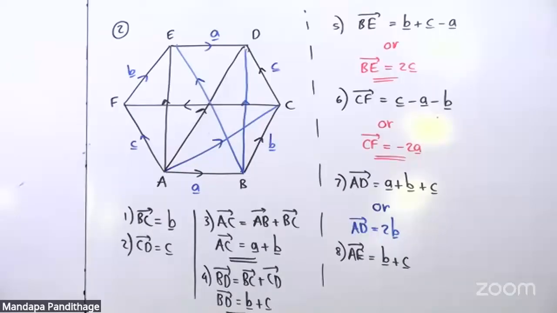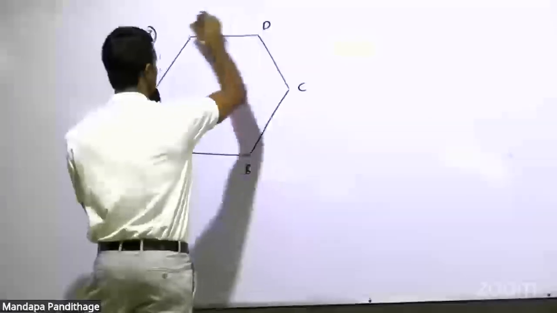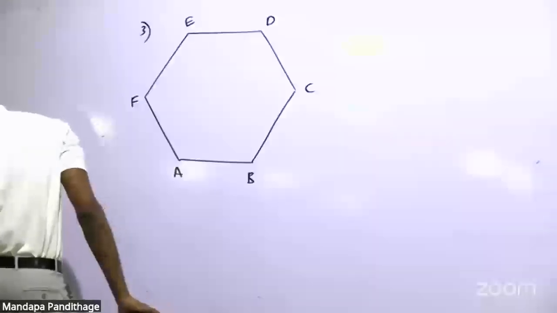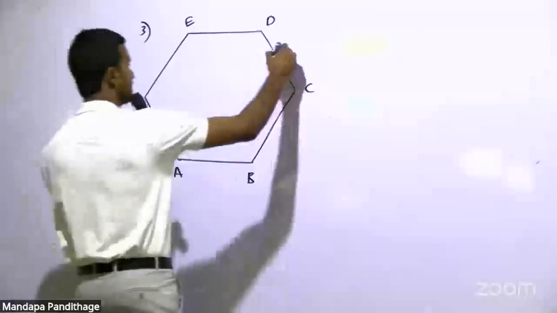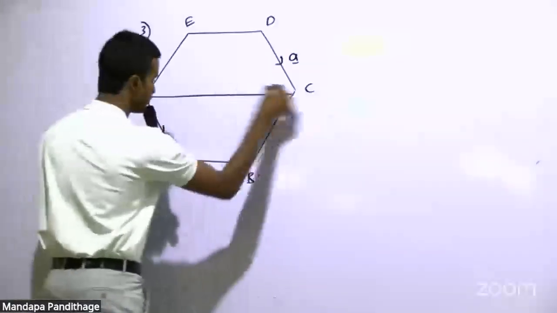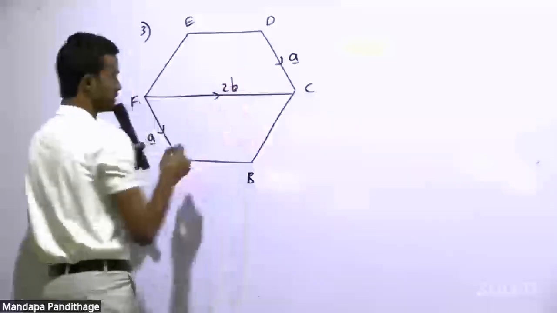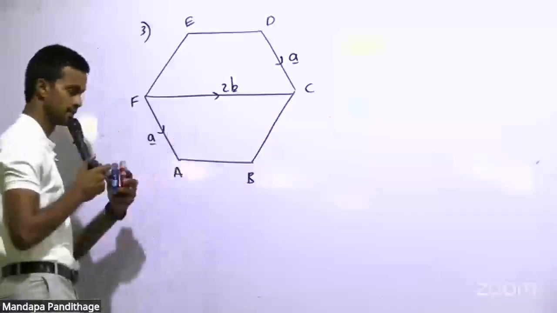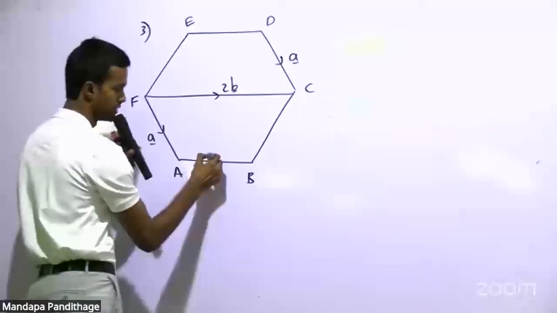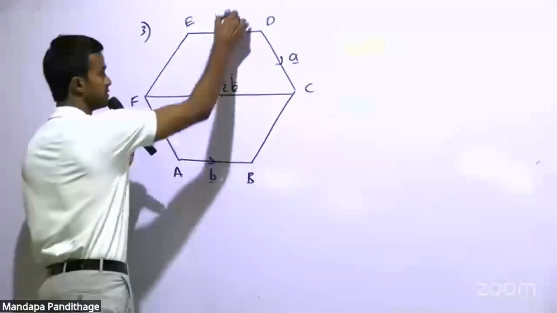Because when you find AE, you can get all the other vectors. Okay. So we have A, B, C, D, E, and F. Silence. We have been given that DC is A. So when this is A, even this is A. And FC is 2B. I told you when this is a regular hexagon, this side is half of this, so this is B. And even this is B.